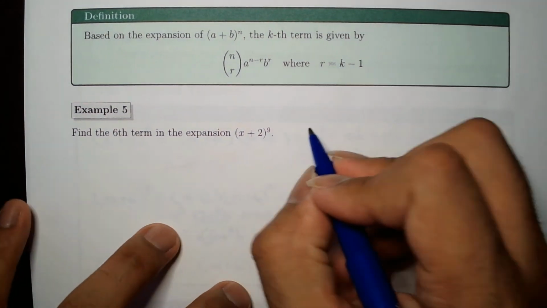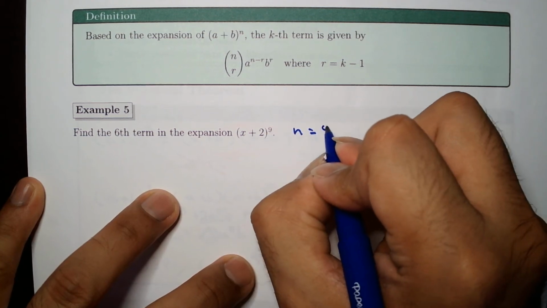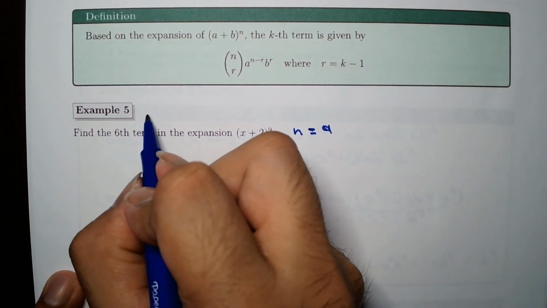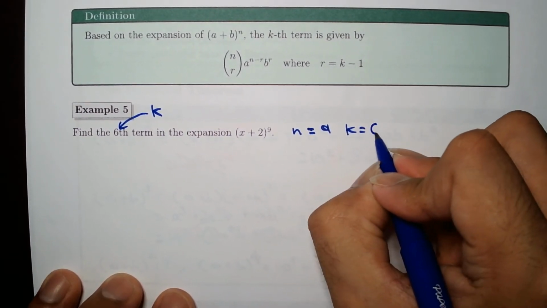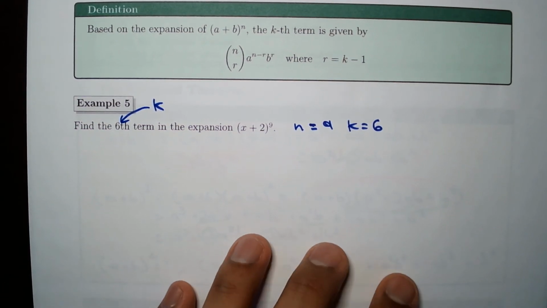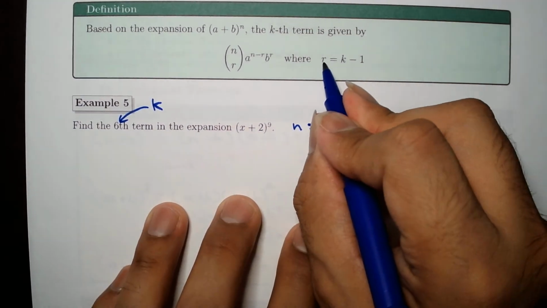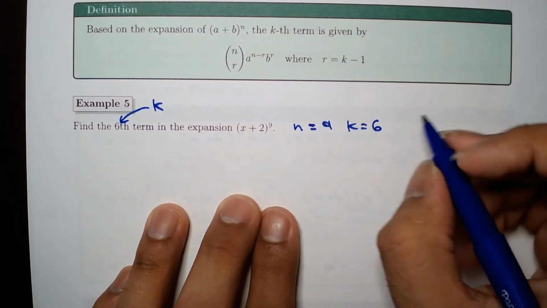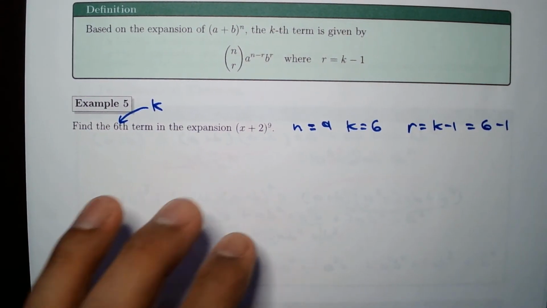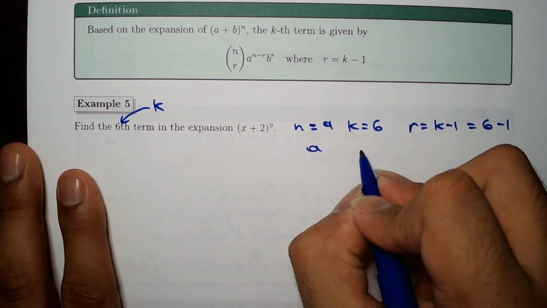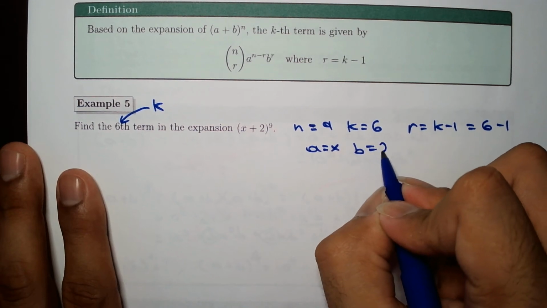Okay, let's list. Number 1, n equals 9. That's the power of the binomial. You want to look for the kth term, which in this case k equals 6, the 6th term. Alright, and in this case, we're going to need r. r is actually k minus 1. r equals k minus 1, which is 6 minus 1. And then we also need to highlight what a and b are. So a equals x and b equals 2.